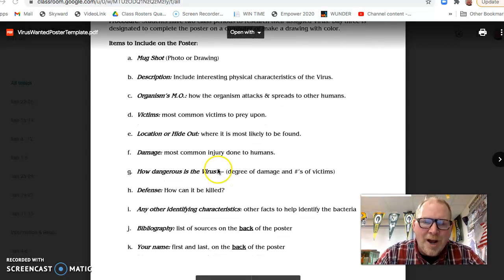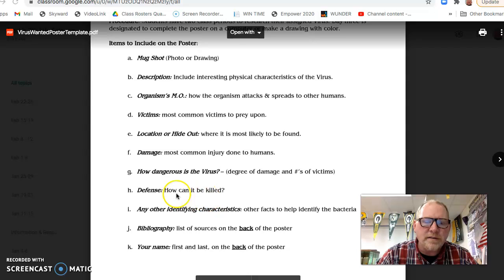The next thing is, how dangerous is the virus? So the degree of damage and the numbers of victims. Okay, so, could it kill you? Does it just make you sick like a common cold? How many thousands of people or millions of people are infected each year by the virus, by the bacteria, by the pathogen that you choose?